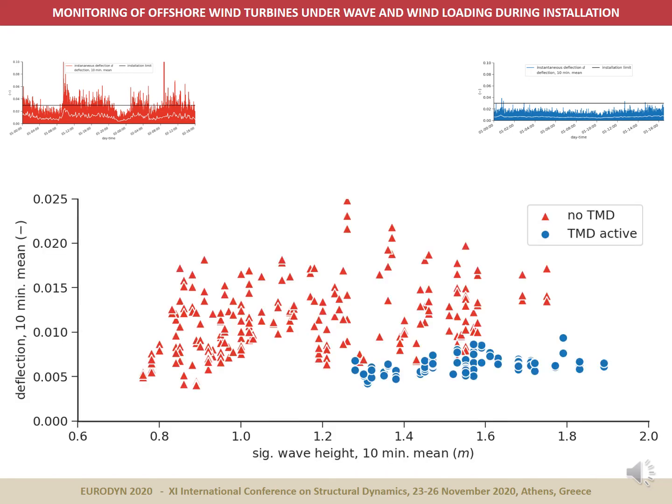Evidently, for the turbine with the tuned mass damper present, the 10-minute mean deflection is much lower than for the turbine without the tuned mass damper present. This holds true for the turbine with the tuned mass damper present, even at higher waves.